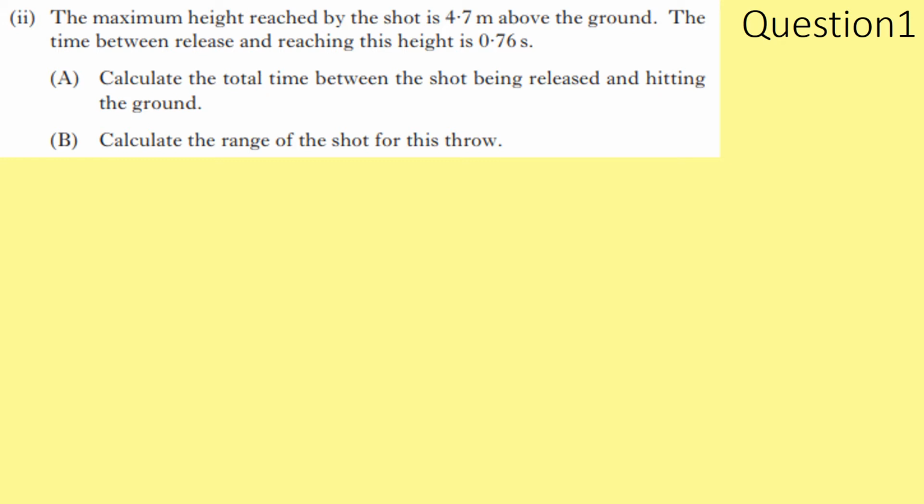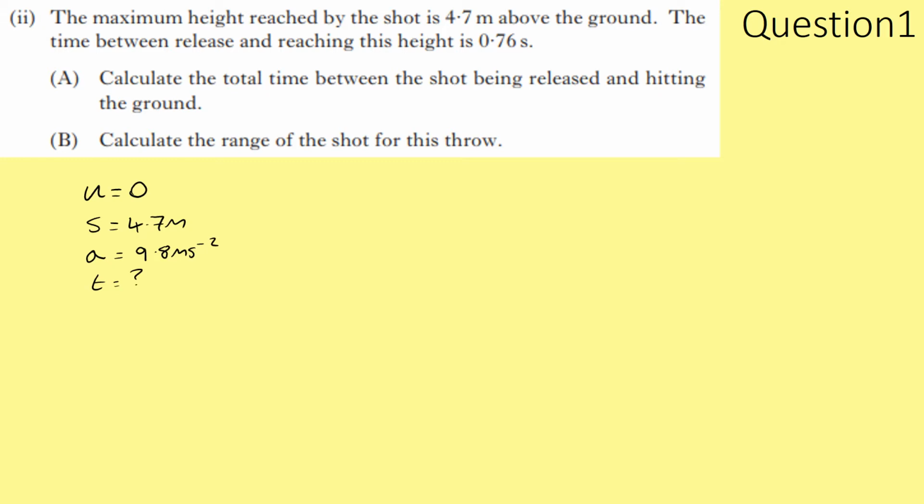So when we're at the maximum height, our vertical velocity is 0. So u in this question is going to be equal to 0. We know the height through which the shot is falling, so s is equal to 4.7 meters. We know acceleration due to gravity. Remember, the shot is going from its maximum height to the ground, so gravity is going with us, so it's a positive 9.8 meters per second squared. And we want to find the time.